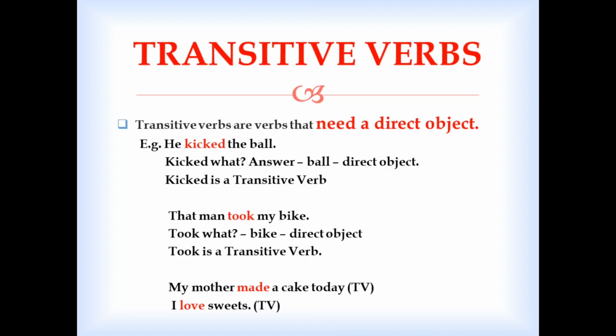My mother made a cake today. My mother made what? Answer is cake. Cake is the direct object and made is a transitive verb. I love sweets. I love what? Answer is sweets. Sweets is the direct object and love is a transitive verb.